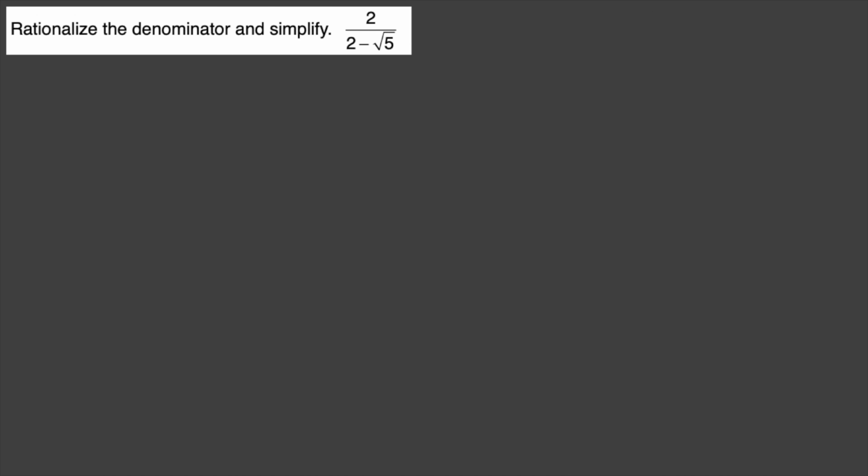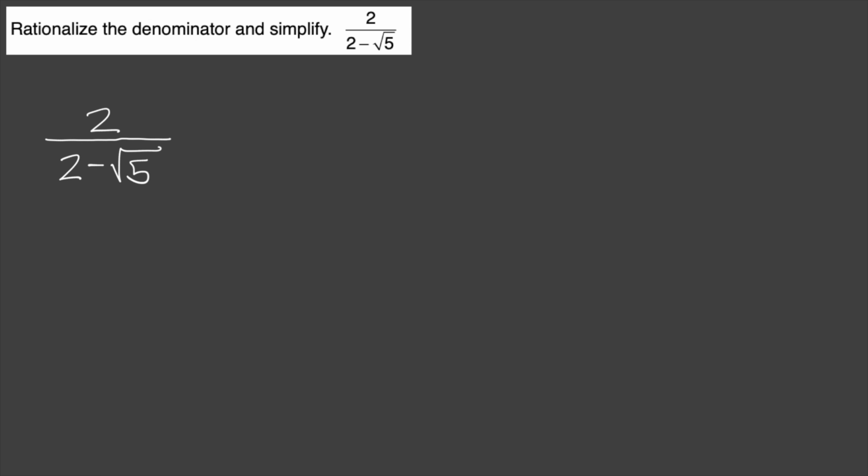This question says, rationalize the denominator and simplify. So in this problem, we have a binomial on the bottom. We have a 2 minus root 5. And notice we have a square root here of 5. And the rule is for fractions, you can never have a radical on the bottom of a fraction and have it fully simplified. So in order to fully simplify a fraction, we need to somehow get rid of this radical. So how are we going to do that?